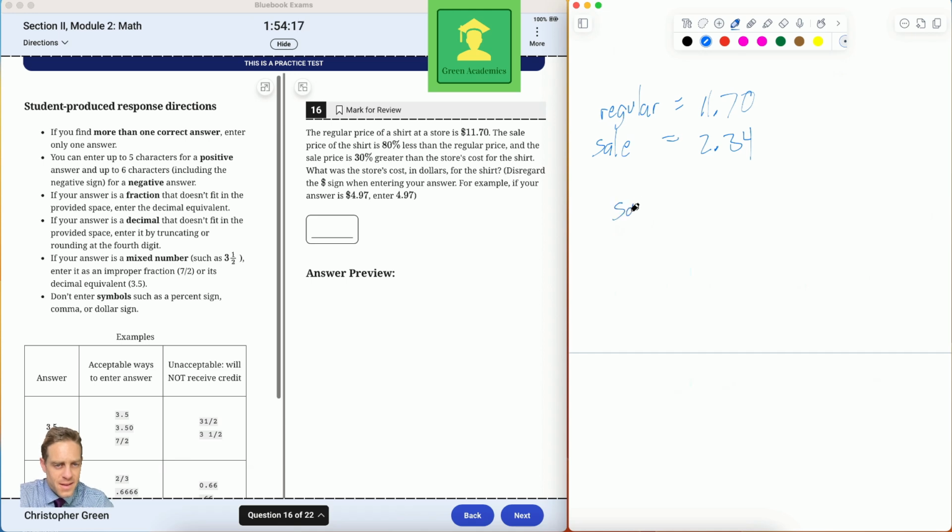And the sale price is 30% higher than the store's cost for their shirt. So if sale is 30% higher than store, that's sale is 1.3 times store. So 2.34 is 1.3 times store. So store, which is what they're asking about, is 1.8.